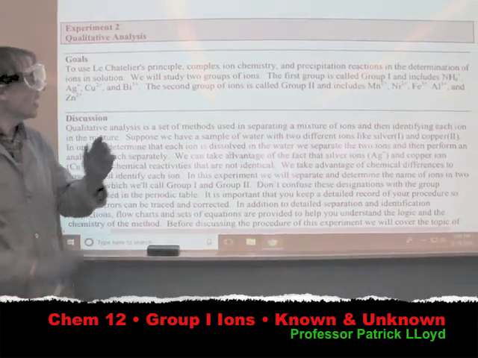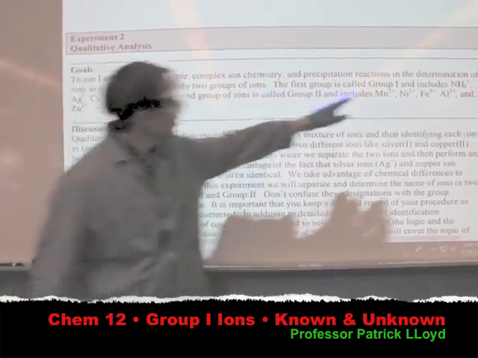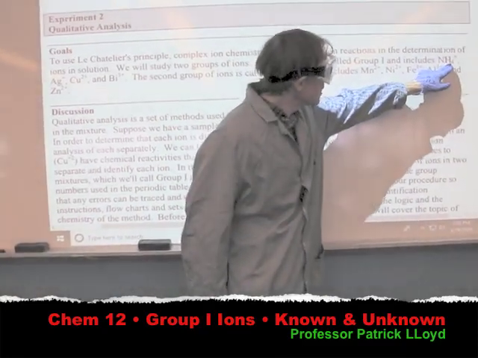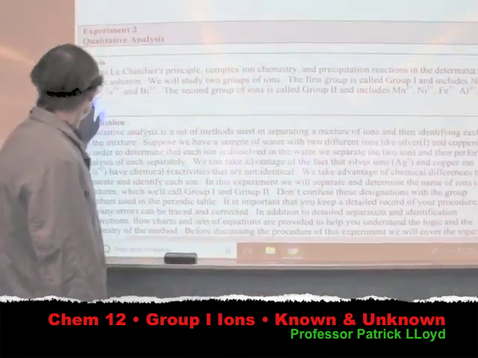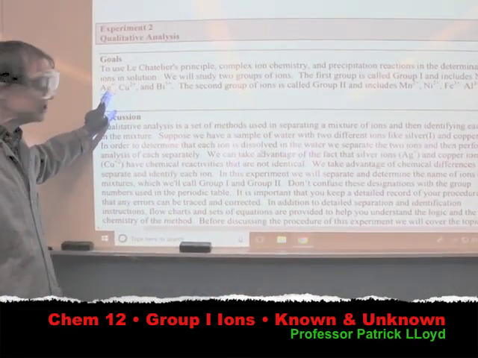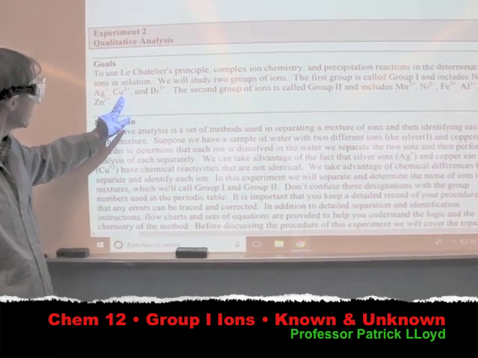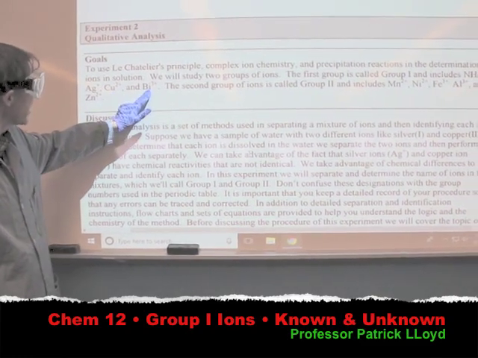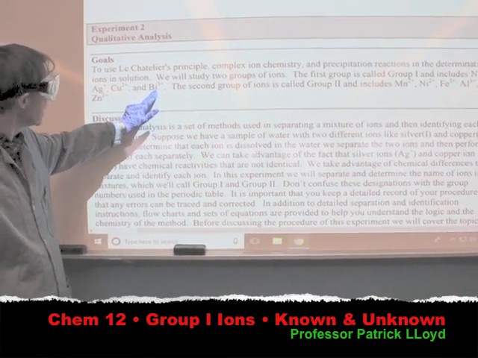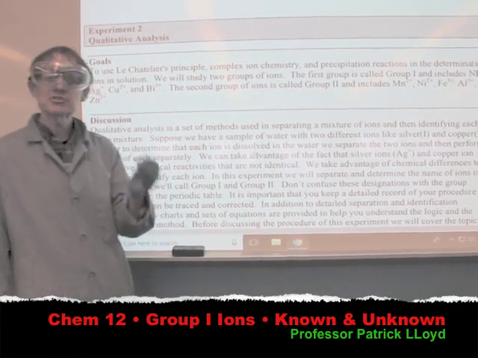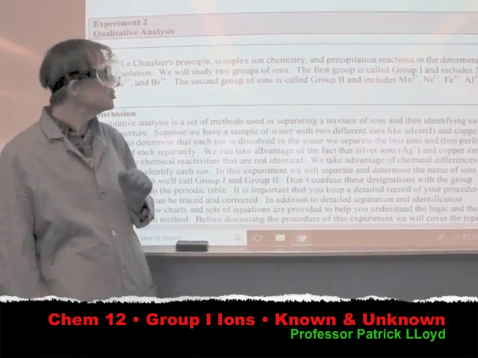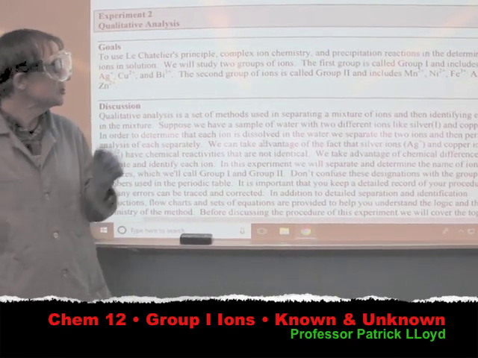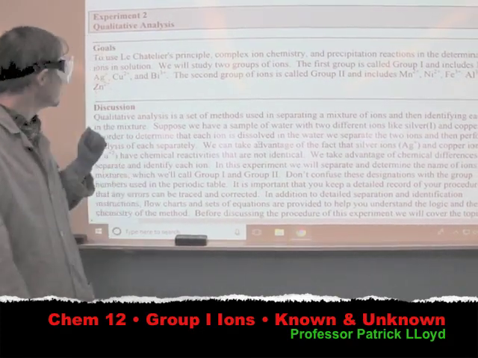Now, the group 1 ions that we're going to look at today are the ammonium ion, NH4+, the silver ion, Ag+, the copper 2 ion, Cu2+, and the bismuth 3 ion, Bi3+. In a subsequent experiment, we'll look at the group 2 ions, manganese, nickel, iron, aluminum, and zinc.